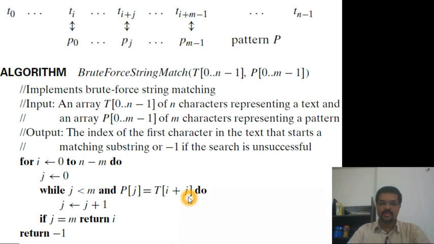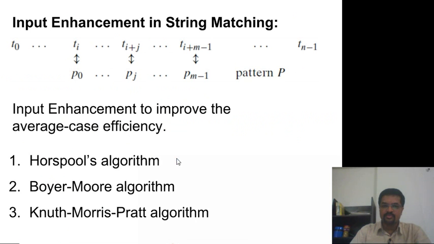So now the time efficiency of this one would be, in the worst case, order of nm, but for a natural language text, such worst cases are rare. That's why the average case for a natural language text is very close to n, which is order of n, which is a pretty good case already, right? But we have better algorithms where they improve that average case efficiency even more.